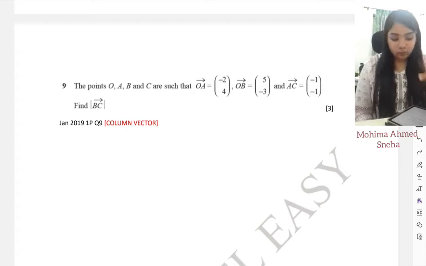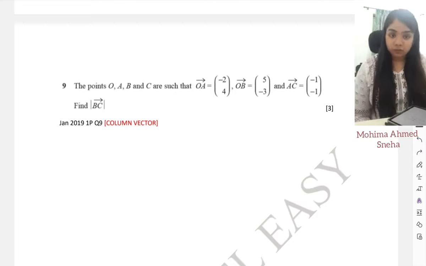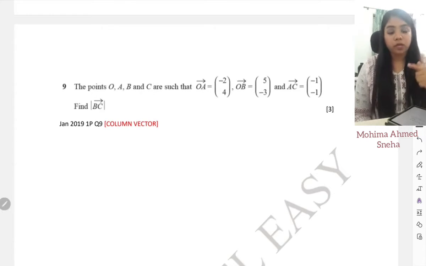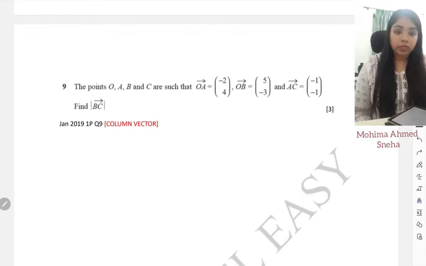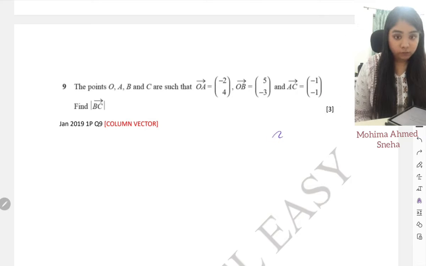Now, before we move on to the modulus of a vector, let's first understand column vector. Column vector actually comes in a pair with modulus, so it's nothing fancy. So let's start column vector and modulus together. For column vector, I would always suggest draw the triangle or follow the triangle rule. I'll use a different ink for the rough work. This is for the triangle method.